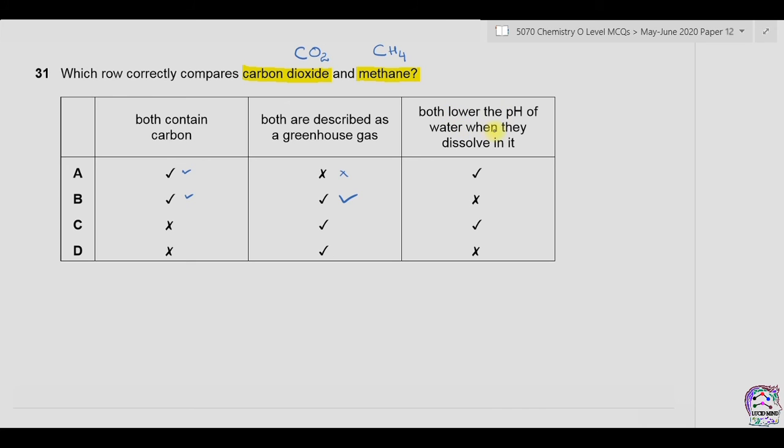Both lower the pH of water when they dissolve in it. No, this is incorrect because CH4 is insoluble in water while carbon dioxide is soluble. So all three options are correct. So therefore answer is B.